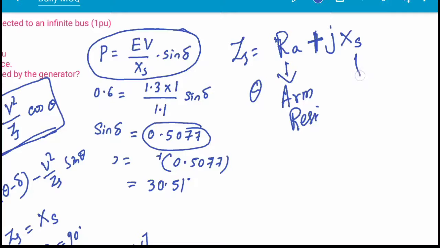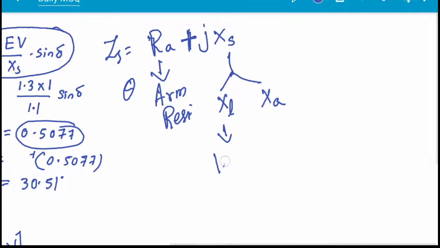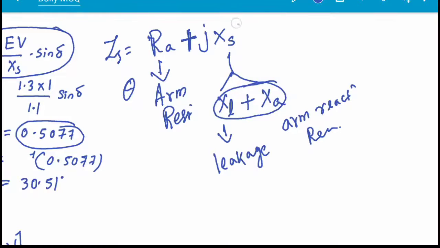XS is divided into two parts: XL and XA. XL is the leakage reactance and XA is the armature reactance. So XL plus XA is called XS, the synchronous reactance, and theta is the impedance angle.